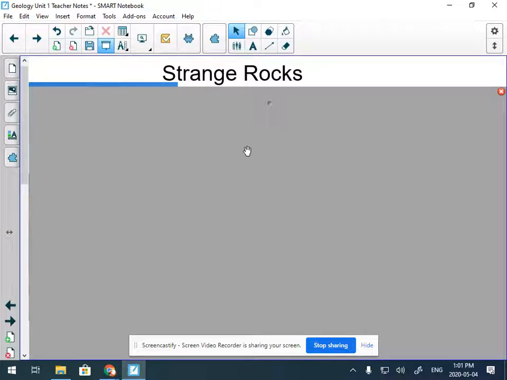Okay, so today we're going to talk about how to figure out how old rocks are. Yesterday we looked at the rock cycle. Today we're going to be looking at using the rock cycle to predict how old things are. Now I'm going to first start off with showing you guys some pictures.